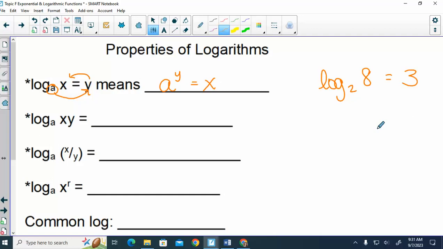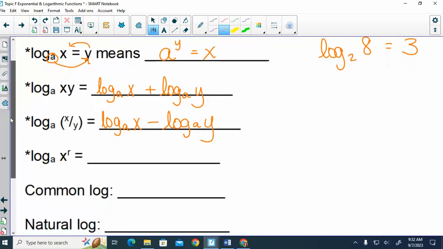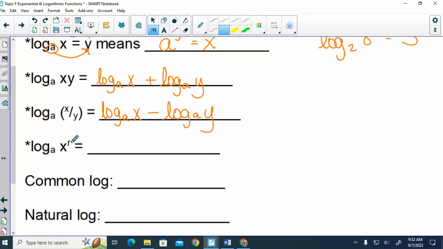Properties of log: if you have the log of two things multiplied together, how do we break that up? Log base a of x plus log base a of y. If they are divided, what do we do? Log base a of x minus log base a of y. Do you guys remember when you had an exponent, what could we do with that? It turns into a coefficient.